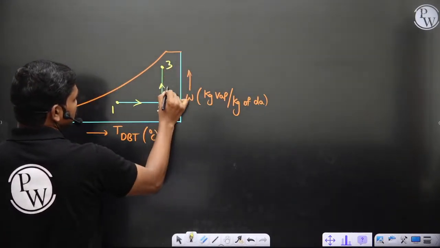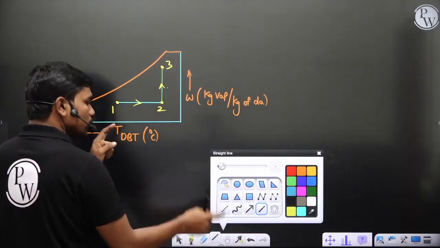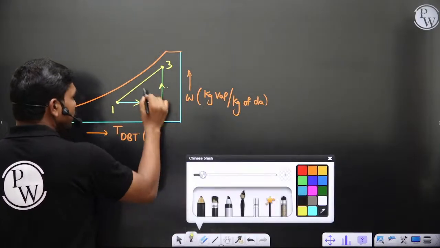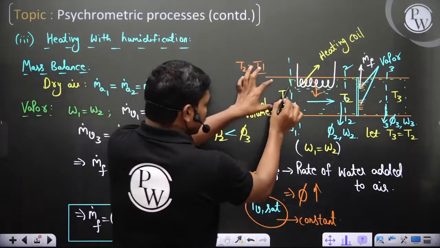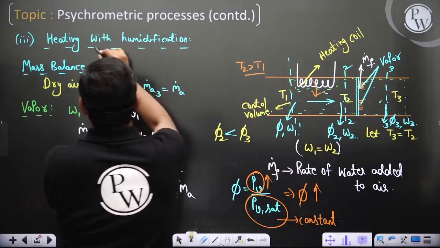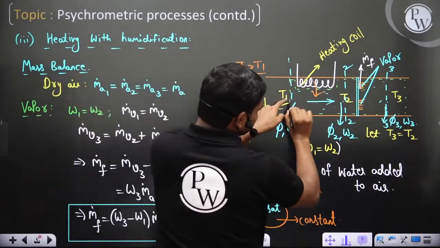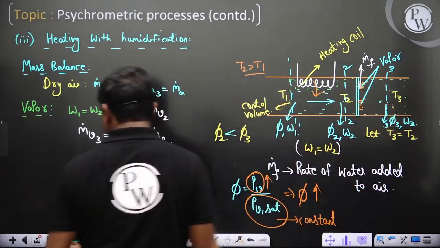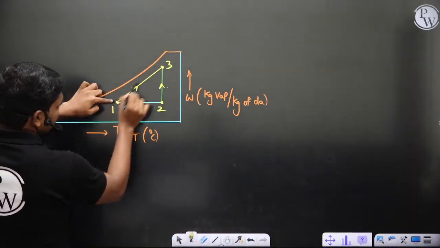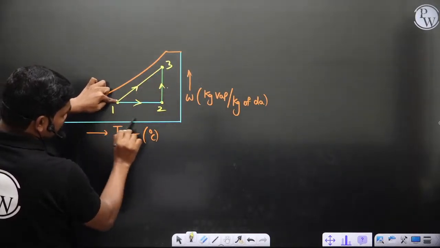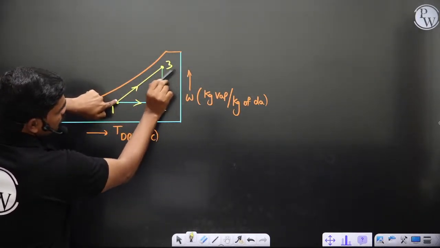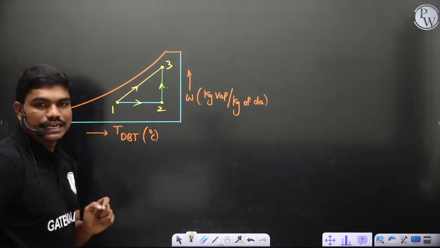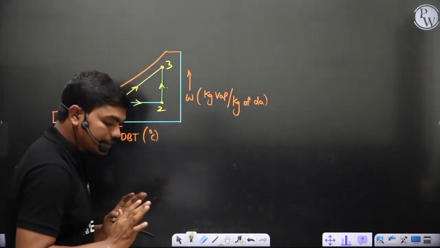This is state 3. Instead of showing this separately, you can always show any heating with humidification process as this line which is connecting these. Because if you compare the inlet and outlet conditions, because of heating, temperature increases from T1 to T3, and because of humidification, omega increases from omega 1 to omega 3. Along this line from 1 to 3, temperature is increasing and omega is also increasing. So 1 to 3 denotes heating along with humidification. Is this clear to all of you?